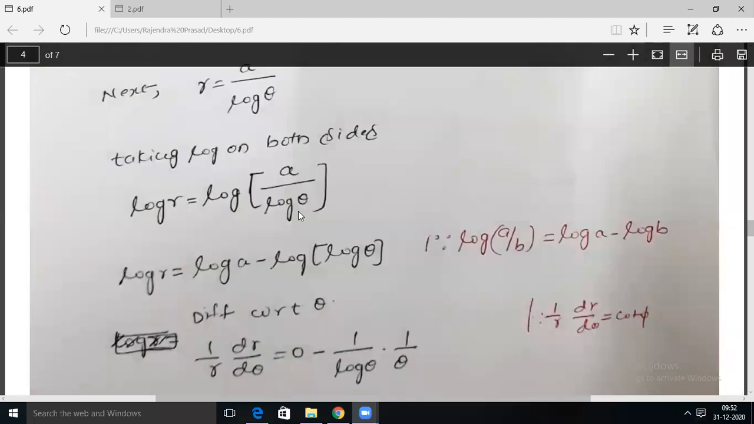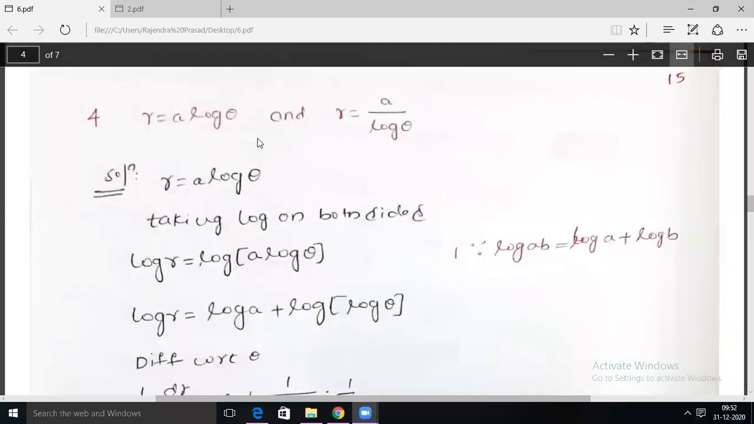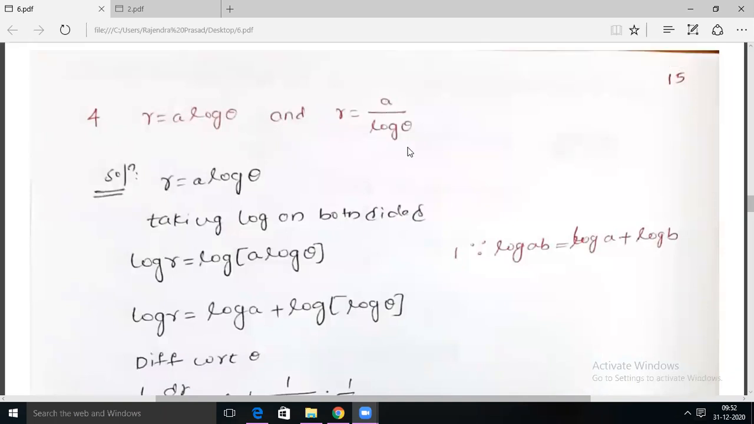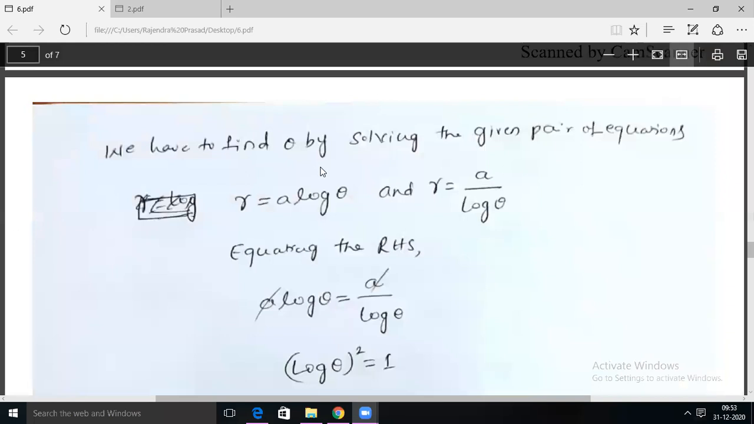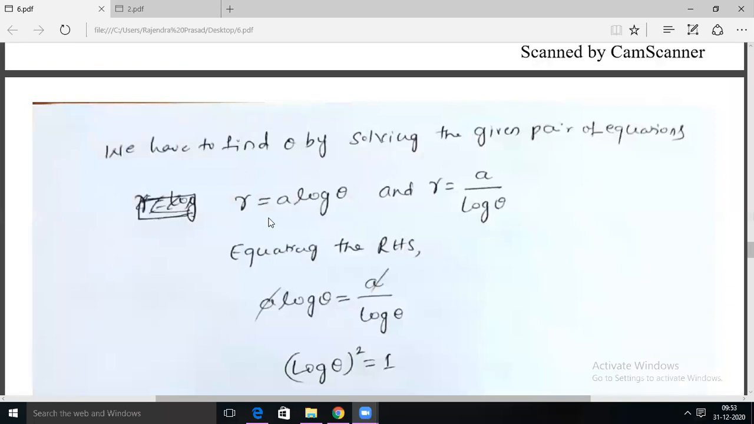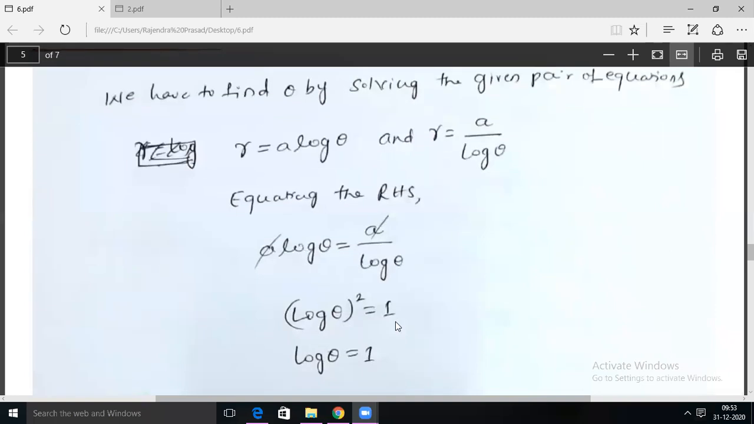So we have to find theta by solving the given pair of equations. The given pair of equations we have here, r is equal to a log theta and r is equal to a upon log theta. Equating the RHS part, a log theta is equal to a upon log theta.